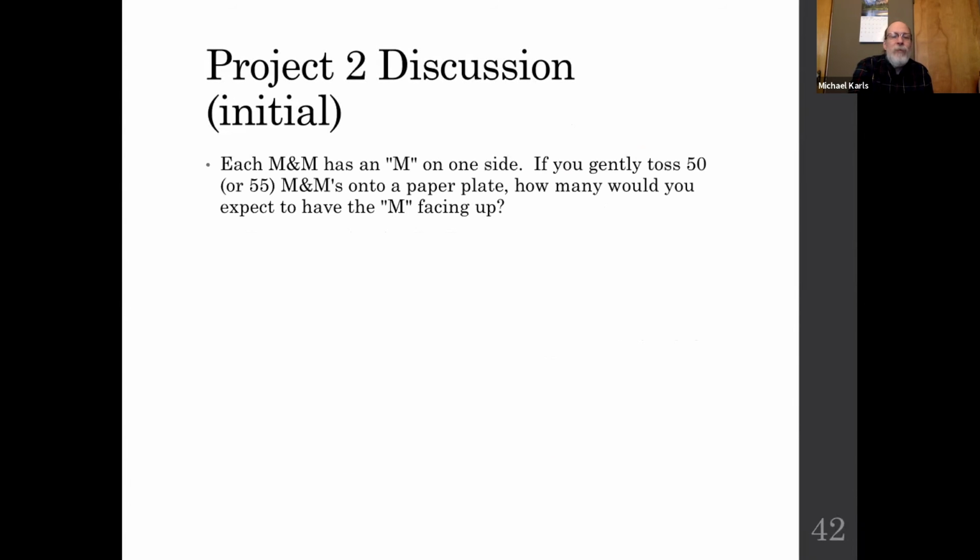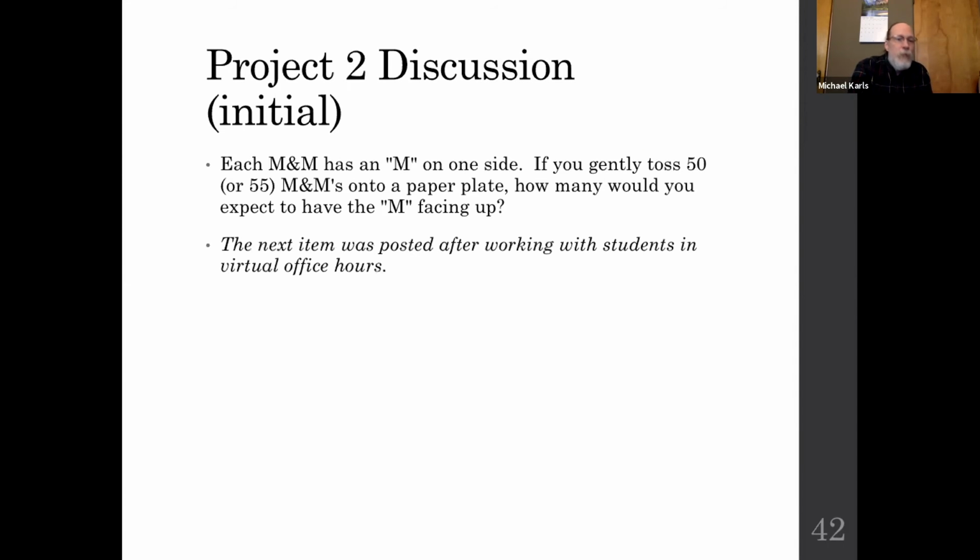Now for the initial discussion, I think this would have been clear when working in a classroom setting, but I put this in to make sure it's clear that each M&M has an M on one side, and if you gently clear 55 M&Ms, how many are facing up? And then after working with students, I figured out that I had to put some more guidance or discussion in.